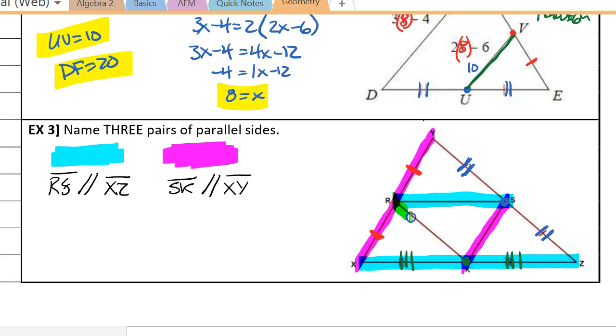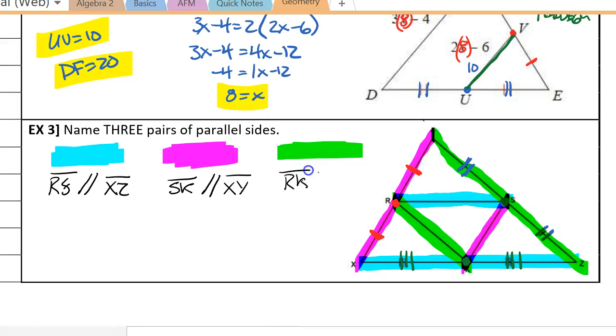And lastly, if I combine these R and K midpoints as a midsegment, that means that YZ is the other base. So RK must be parallel to YZ. Okay, and there we have it.